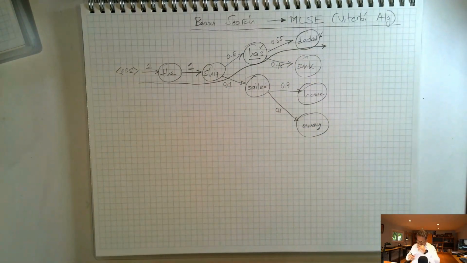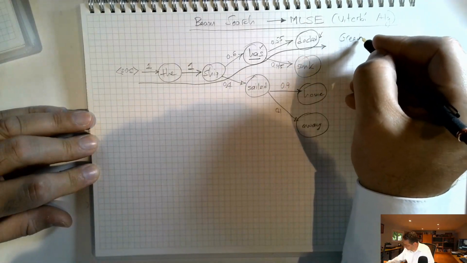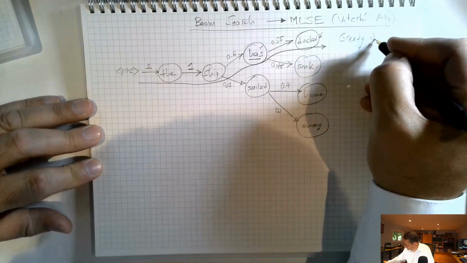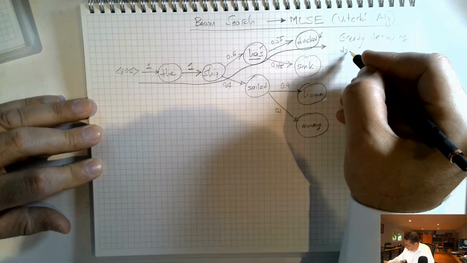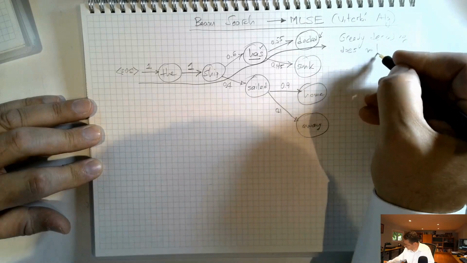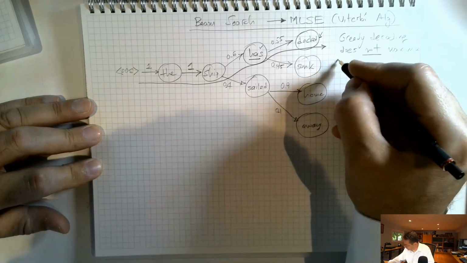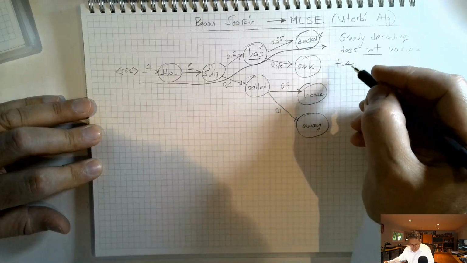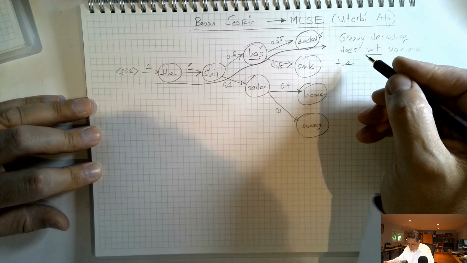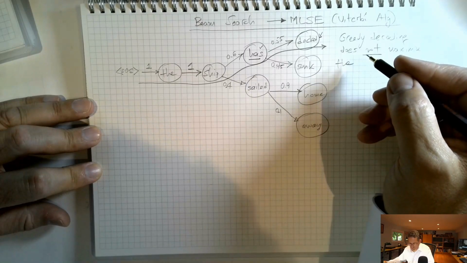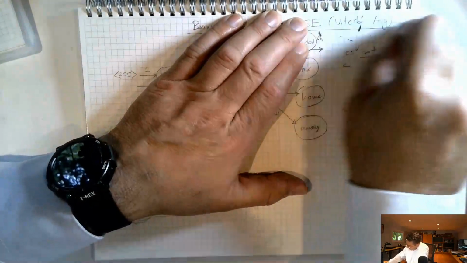So let me write this down. So in greedy decoding, greedy decoding does not maximize the likelihood. Actually, I'm writing the wrong conclusion. We'll come to this conclusion a bit later.